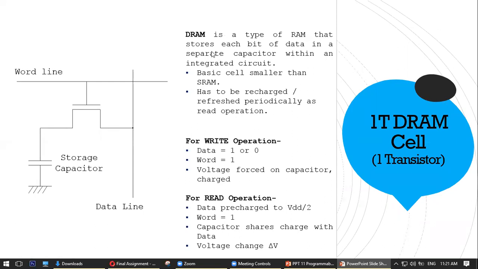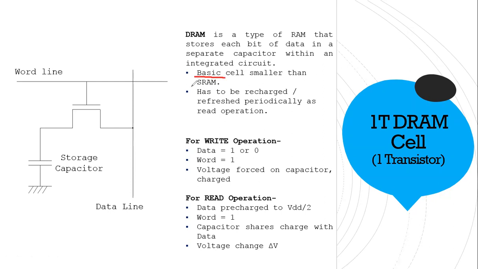DRAM is a type of RAM that stores each bit of data in a separate capacitor within an integrated circuit. The basic cell is smaller than SRAM, but it has to be recharged or refreshed periodically. Okay, remember the problem and the advantage. The advantage is the basic cell is smaller than SRAM, but the problem is it has to be refreshed or recharged because there is a capacitor. It has to be refreshed periodically.